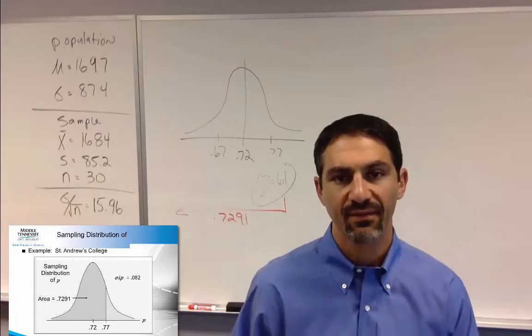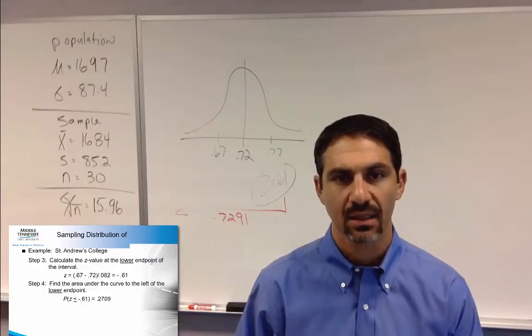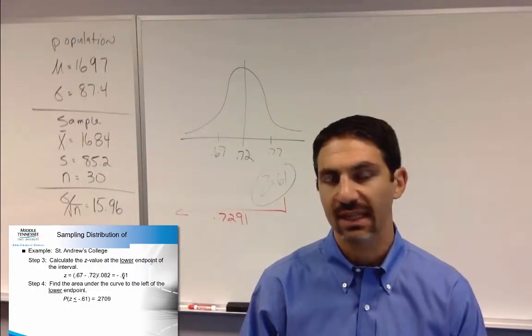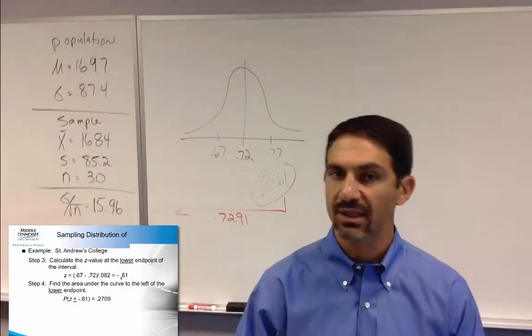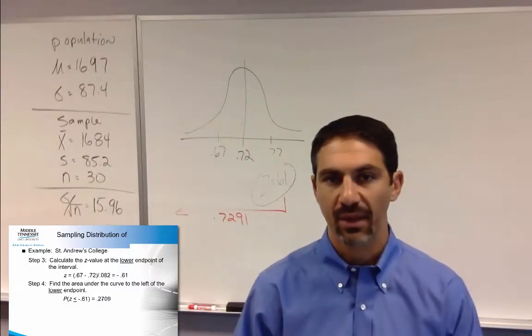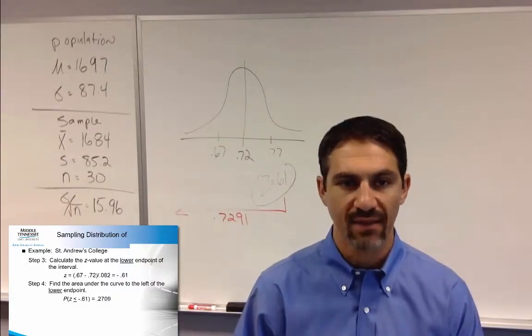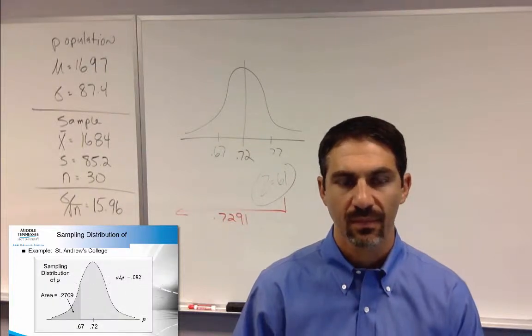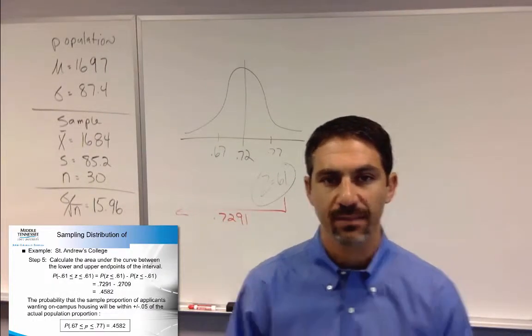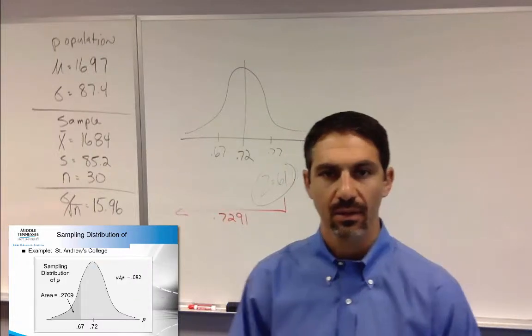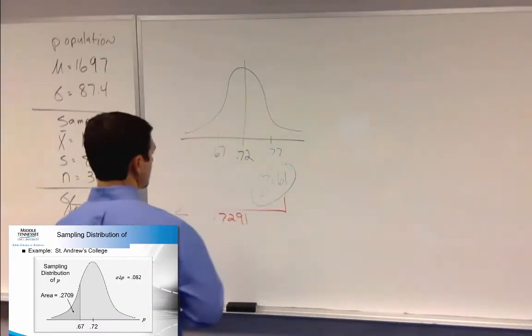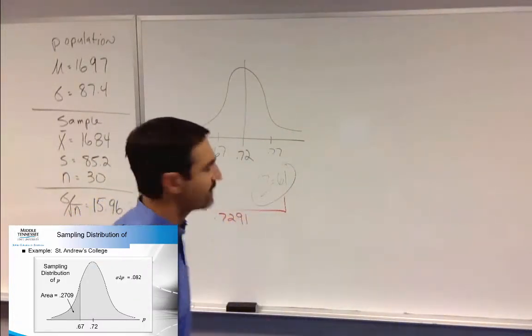Do the same thing for the 0.67. And of course, you're going to get the same z-score, just negative. And the probability that corresponds to that is 0.2709. And as you see, that's what it should look like up there. I'll leave that there. So that, again, was 0.2709.